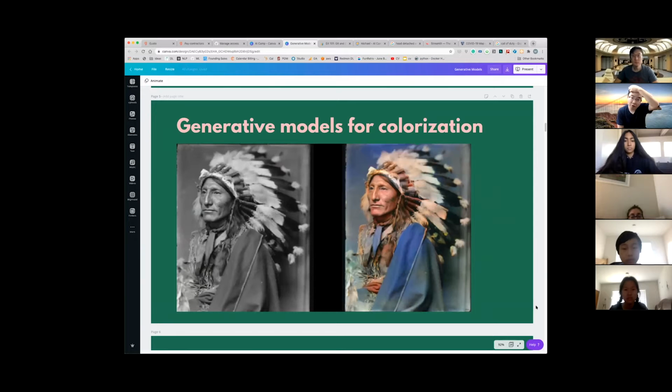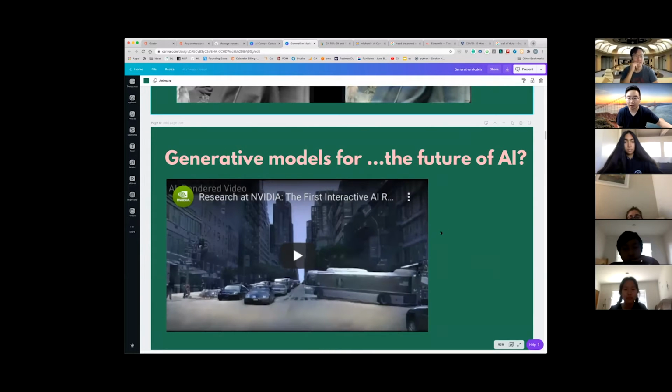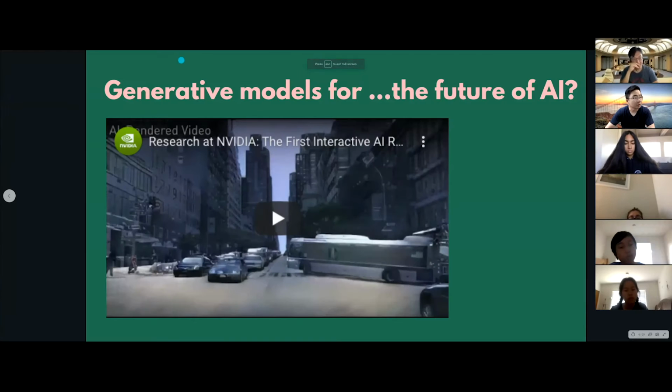And you can also use generative models for colorization. That is, you have this Native American picture, and on the right-hand side, it's actually using machine learning for colorization. And talking about this concept of self-driving cars, let's take a look at this. The whole world here is actually generated.